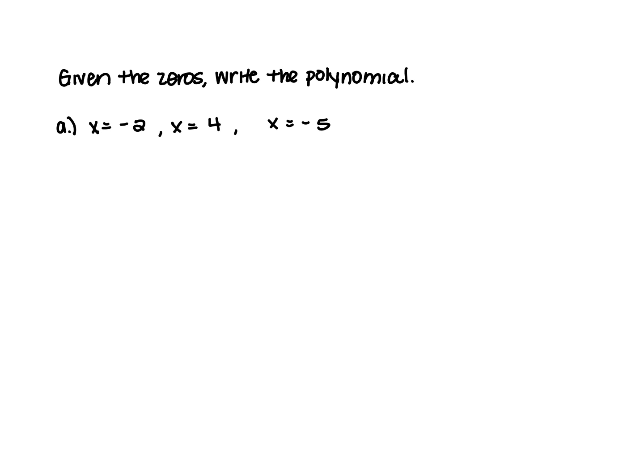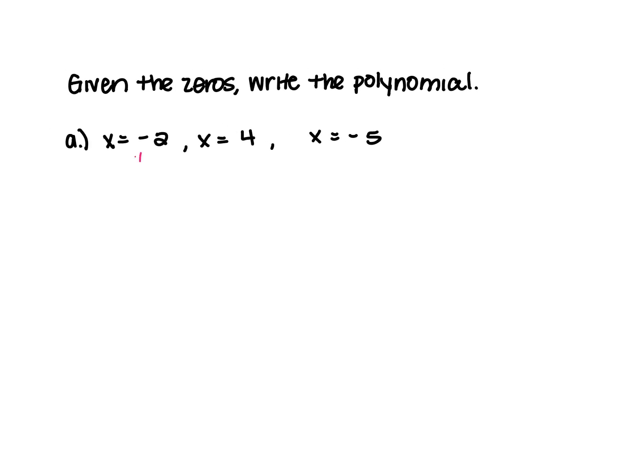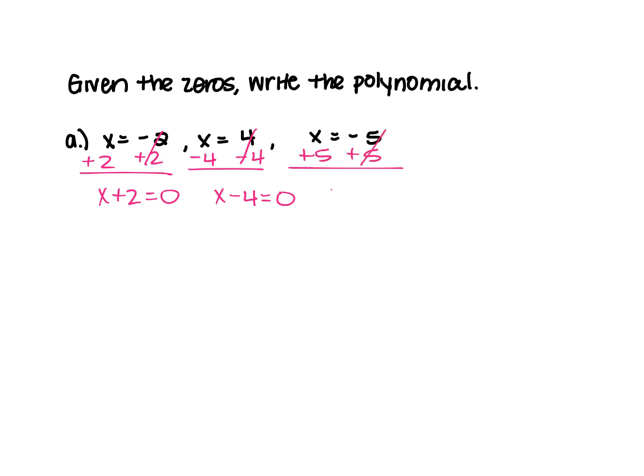So we're going to start this by moving the 2 over, and we'll add it to both sides. That gives us x plus 2 is equal to 0. We'll also move the 4 over by subtracting it from both sides. So that gives us x minus 4 is equal to 0. And then we'll add the 5 over to give us x plus 5 is equal to 0.